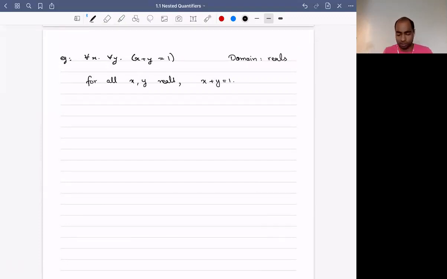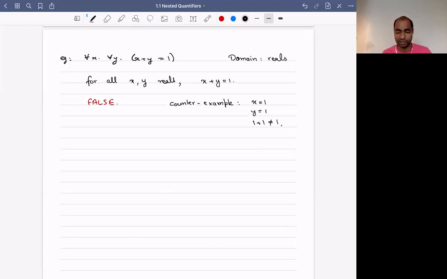Is this true? It's not true for all real numbers, right? Because I can come up with a counterexample. There are many counterexamples. Let's take x equals 1, y equals 1. And if I do 1 plus 1, it is not equal to 1. Okay, so when you have multiple for alls next to each other, it just says for all the variables combined together. So for all and there exists are nice.